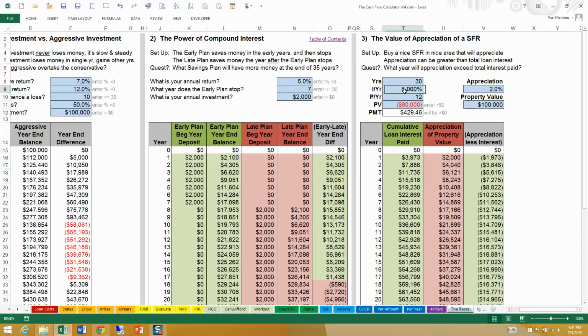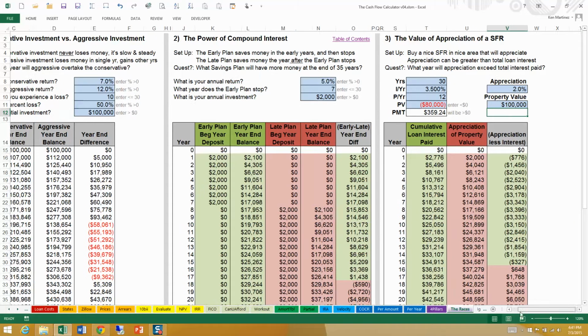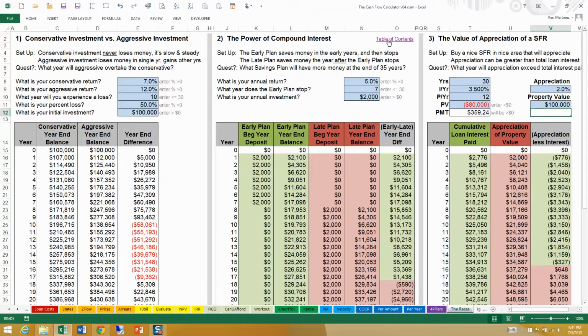And you can mix and match. Maybe you're paying less interest, and if that's the case, then you're going to overtake, since you have less interest paid, much earlier, say year 16. So different scenarios of when your appreciation will overtake your interest paid on your loan. And that's it for that.